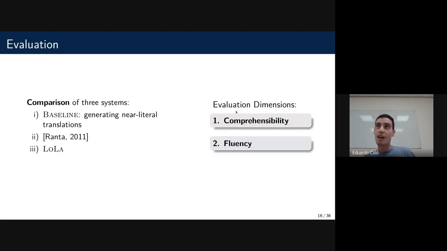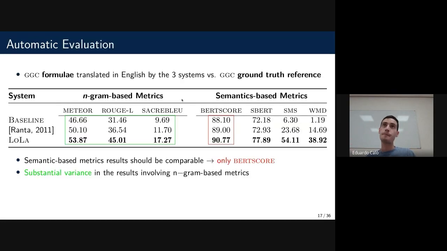Then, how did we evaluate this system? We compared 3 systems: a baseline which generates near-literal translations of the formula, the original system presented in Randa 2011, and Lola, our system. And we focused on 2 dimensions, comprehensibility and fluency. For the automatic evaluation, what we did was compare the references of the Grand Grammar Corpus that I mentioned before with the formulas translated into English by the 3 systems that we are comparing.